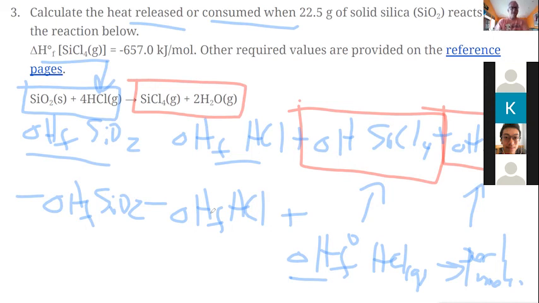Yes, indeed. Arissa, you're large and in charge. So it means I've got to multiply that by 4. So not only am I subtracting it, I'm multiplying it by 4. Same is true with my water. Since we're forming 2 moles of water, whatever heat is involved with forming 1 mole of water, I need to multiply that by 2.